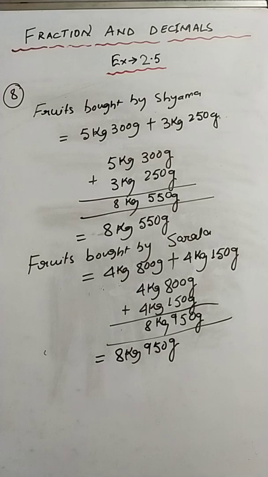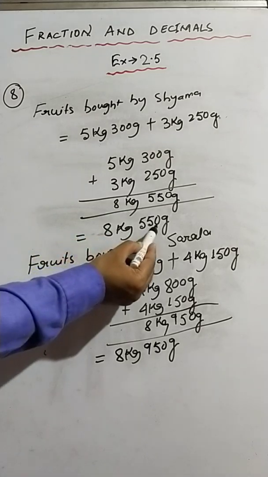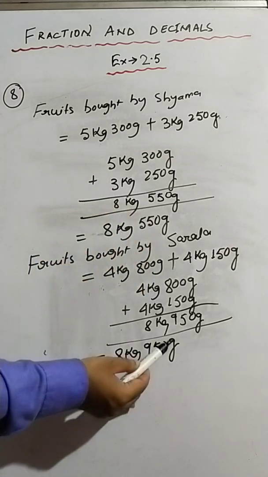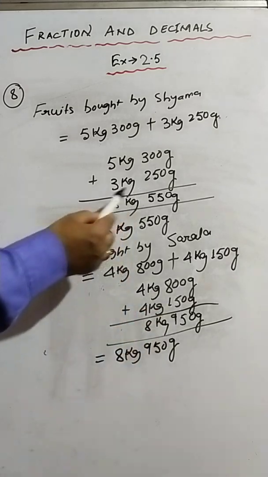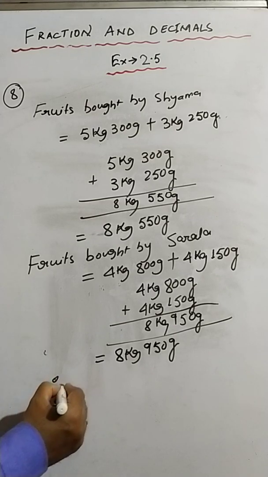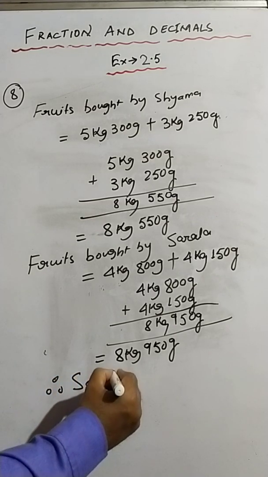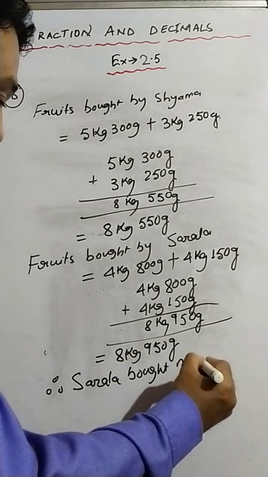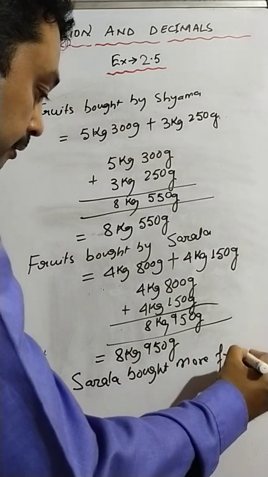Now the final question they have asked, who bought more fruits? 8 kg 550 grams, and another value is what? 8 kg 950 grams. So obviously, just by looking at the values, we can say that Sarala bought more fruits. So we'll write, therefore, Sarala bought more fruits. That's it.